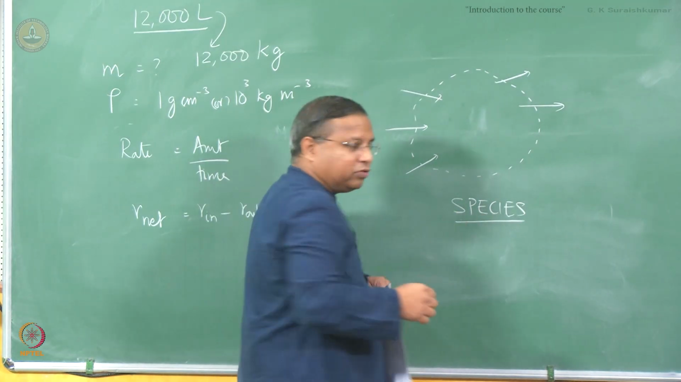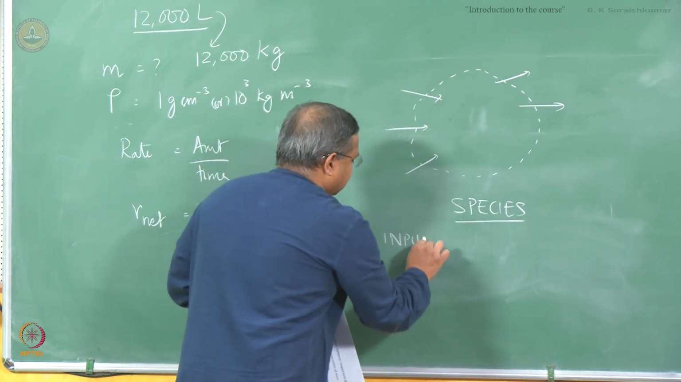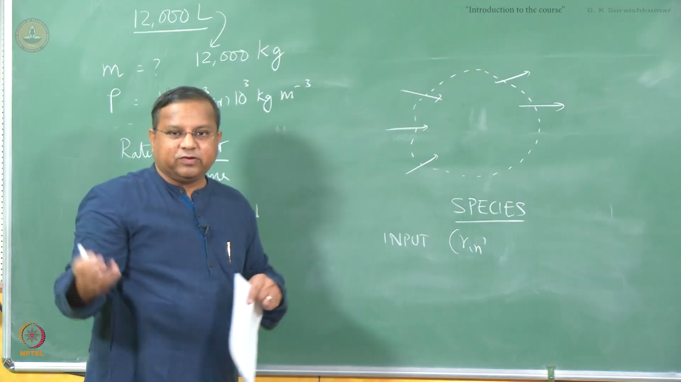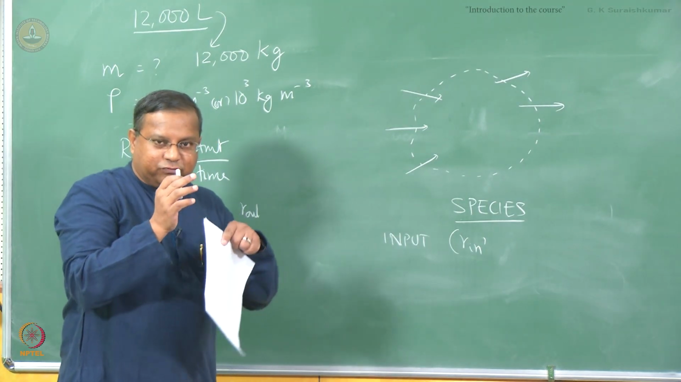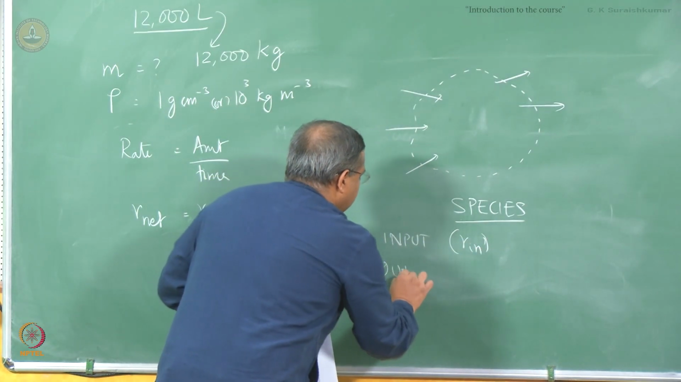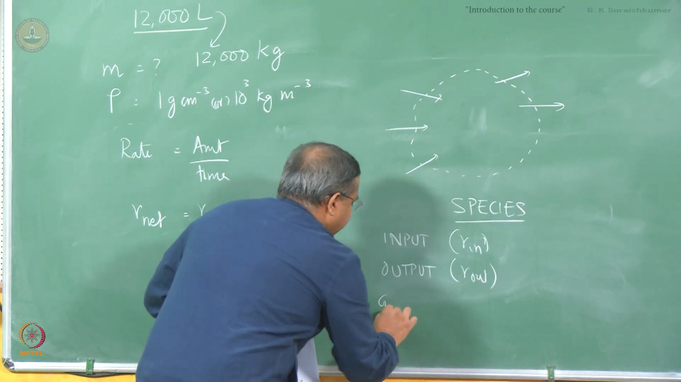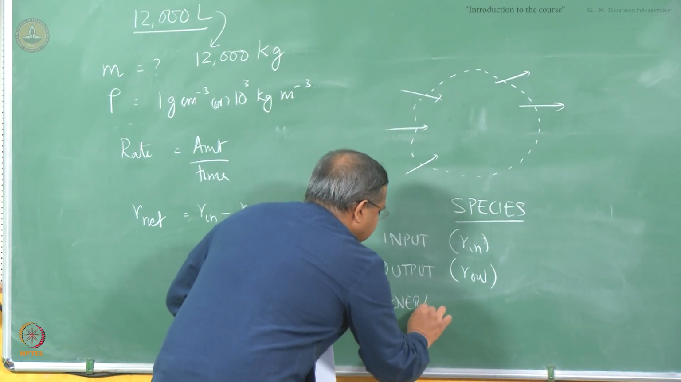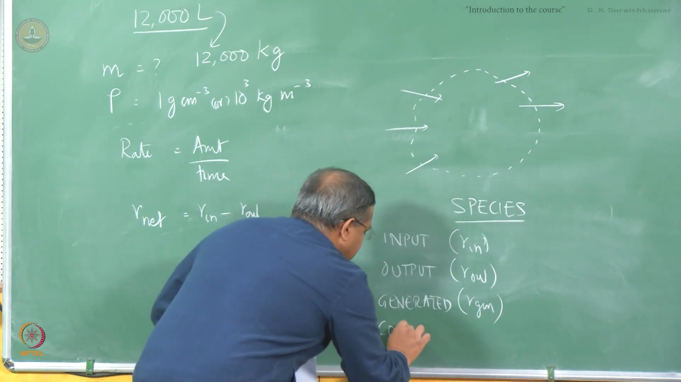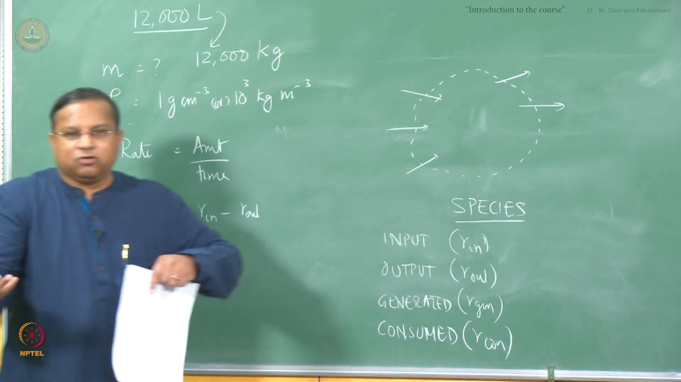And if we follow a particular species, then it could be input into the system at a rate of R in. Everything around the system, if we change the system, everything changes. Therefore, be very careful about the focus of this particular analysis. Apart from R input, it could be output from the system at a rate of R out. It could be generated in the system at a rate of R gen. It could be consumed in the system at a rate of R con. These are the only 4 things that can happen.